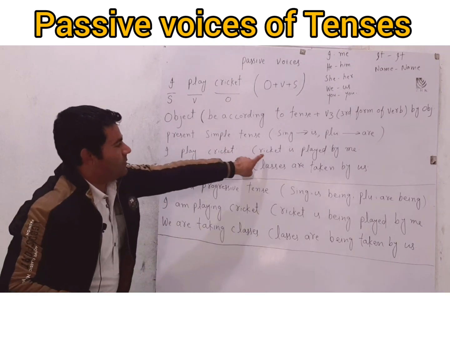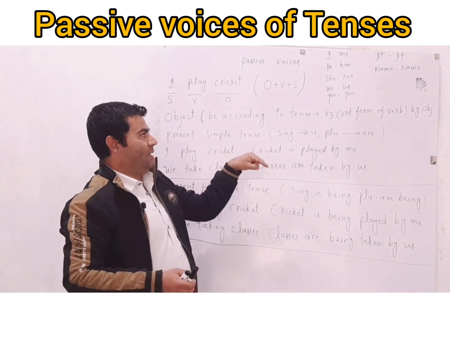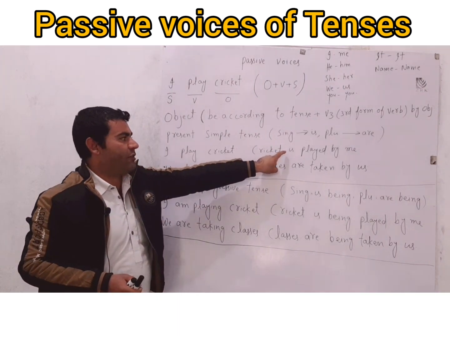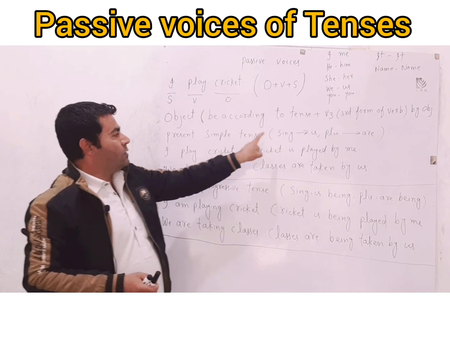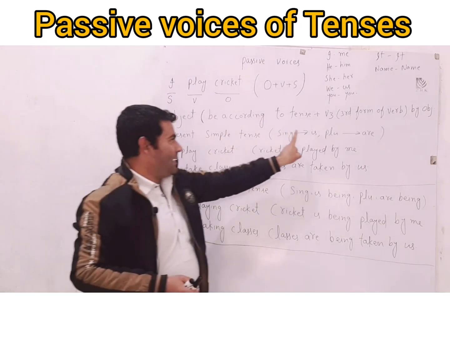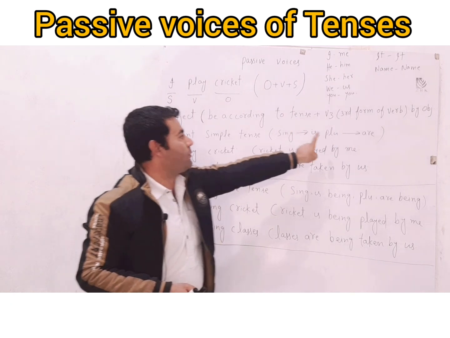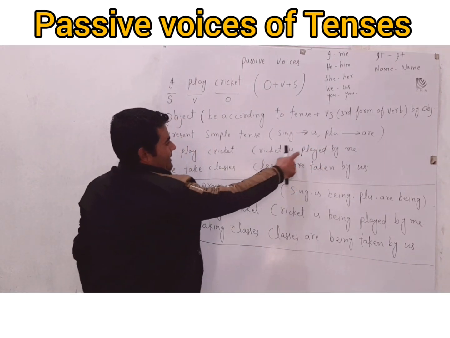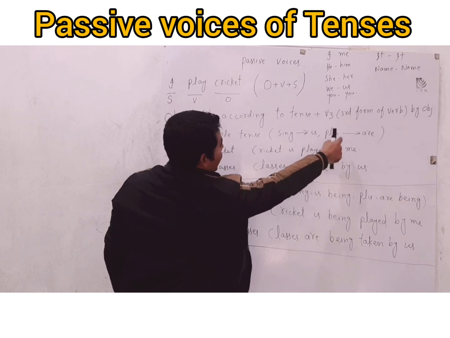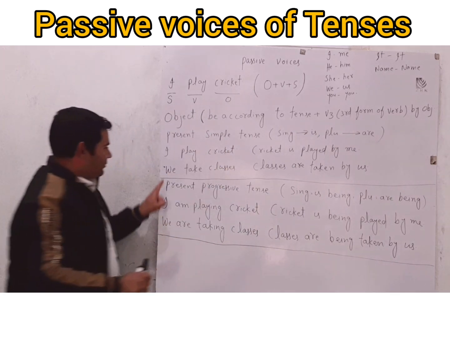So cricket was brought to the beginning of the sentence. Okay? Cricket. And then as I said earlier, we will use the helping verb be according to tense. So the helping verbs of present simple tense are is and are. With singular we will use is, and with plural we will use are. So cricket is played by me. Played is the third form of the verb. Then we put by, and then we put me as the objective case of I.